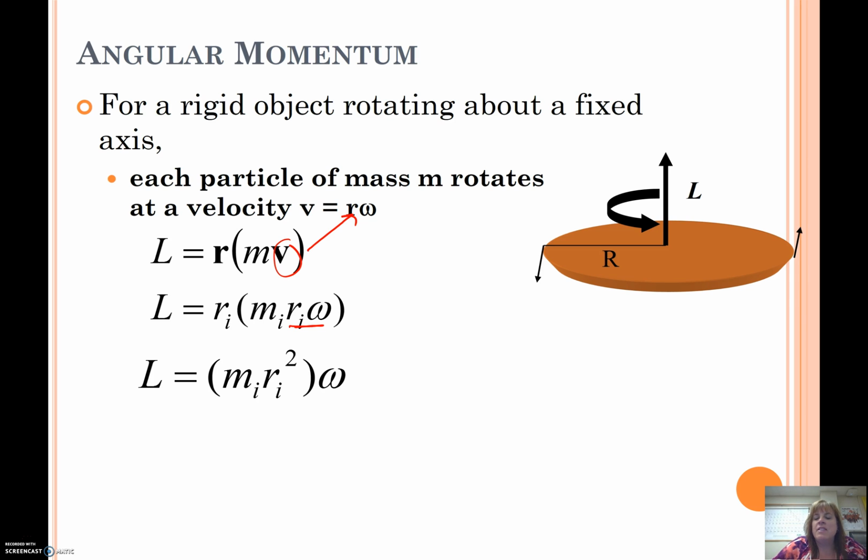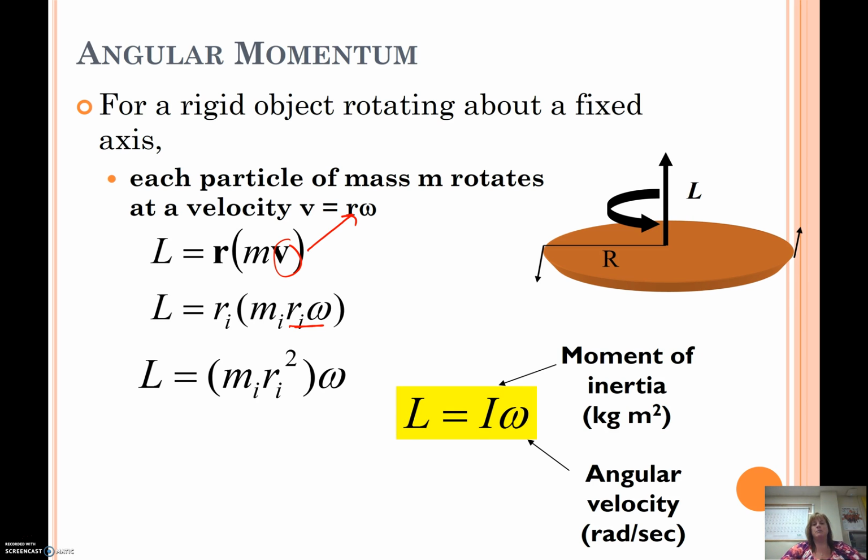Now, mr squared, does that look like anything familiar? Well, remember that moment of inertia is the sum of the mr squares, and so for a disk, remember that the rotational inertia of a disk was 1/2 mr squared. So we're going to need those rotational inertia values for our rigid objects again. Remember, a hoop was mr squared, a sphere I think was like 2/5 mr squared. So when we have a rigid object, instead of using mr squared times omega, we'll use the moment of inertia I times the angular velocity.